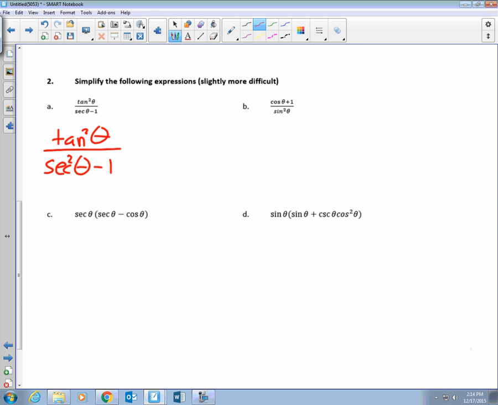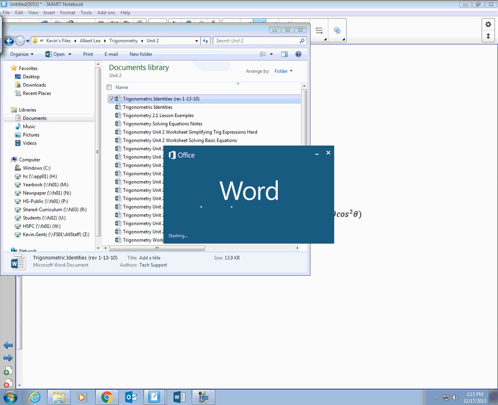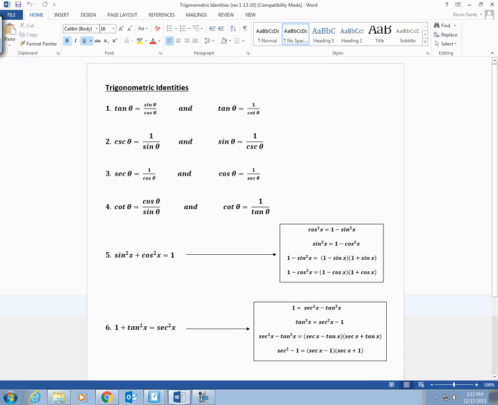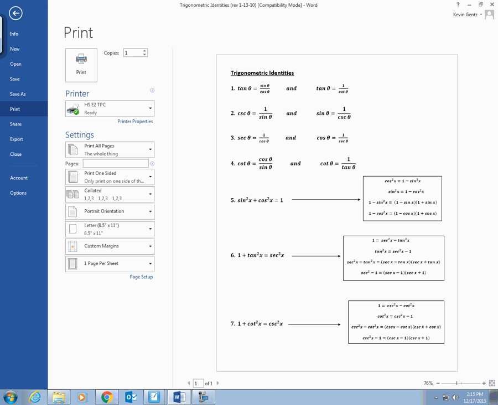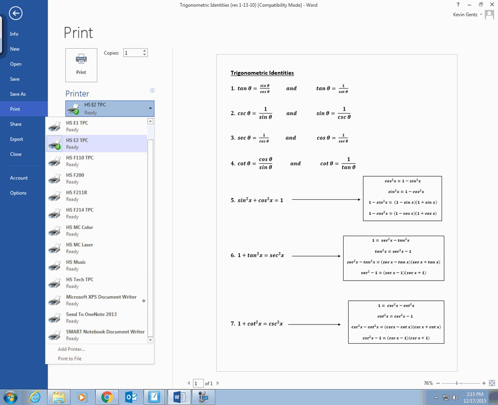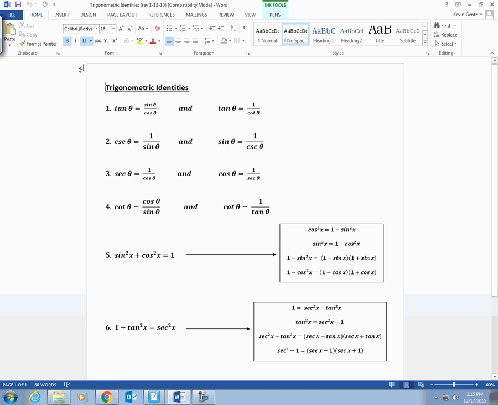Okay, if the problem looked like this, I could write tangent squared over tangent squared, and that is equal to 1. But the secant doesn't have a squared on the bottom. Okay? So what I'd like you to do is take out your notes that look like this. Okay, and let's look at that sheet. And on that sheet, we will try to find something that we can kind of plug in.